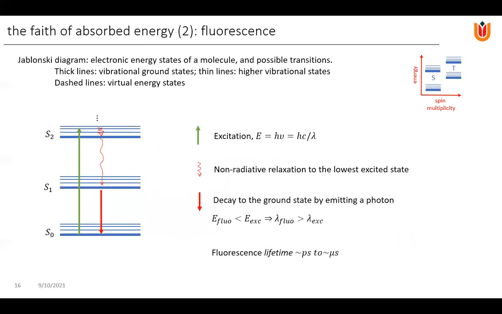Another probably very familiar mechanism is fluorescence. So here we have that excitation light excites the molecule to some excited state. There is a non-radiative relaxation to a lower level. And then after that, there is a decay. So that means again, a photon is emitted. So you put in light, you get light out.